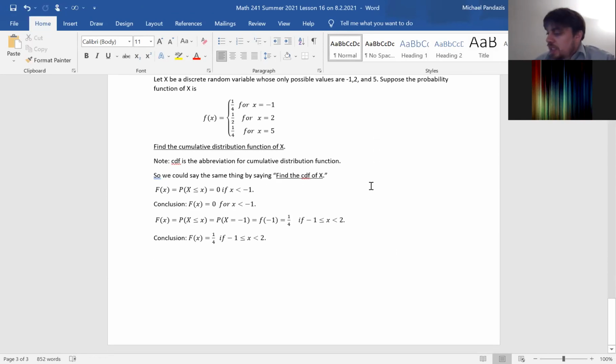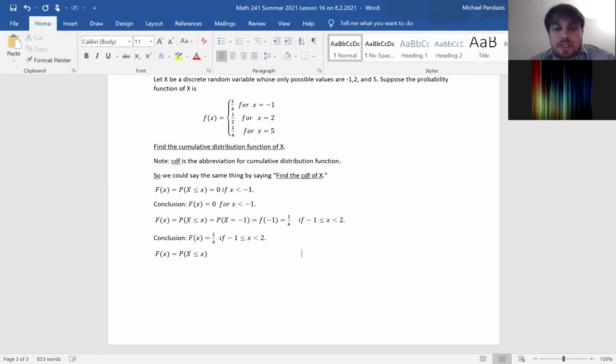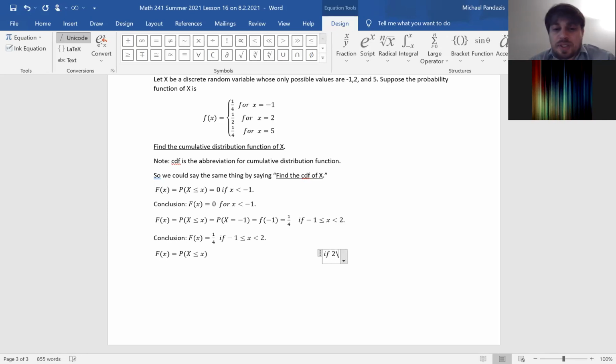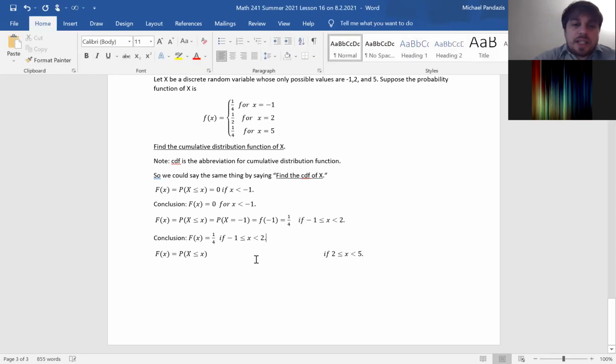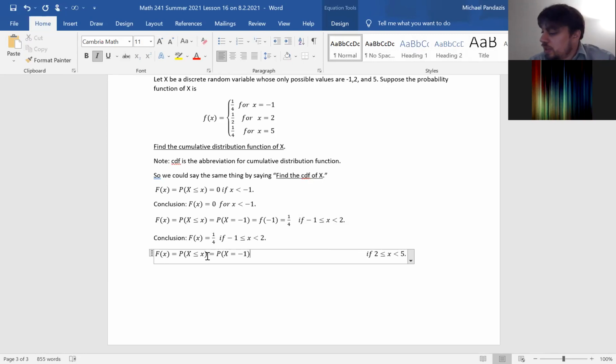Okay, so now we have that conclusion. Next, let's look at more values of the CDF, capital F. This is the probability that capital X is at most some little x. But now let's look at the function if 2 is less than or equal to little x, strictly less than 5. Now this is equal to the probability that capital X is equal to negative 1 plus the probability that capital X is equal to 2.